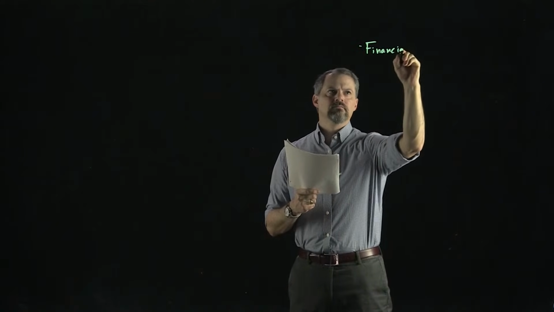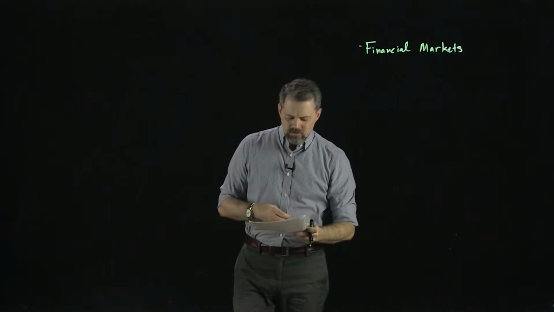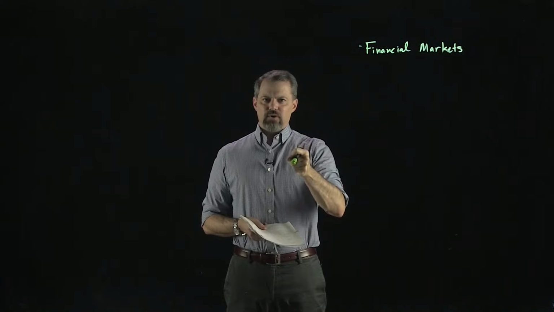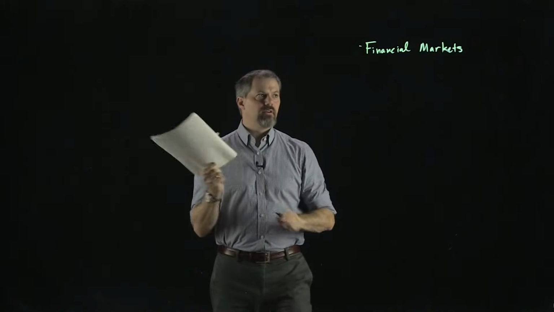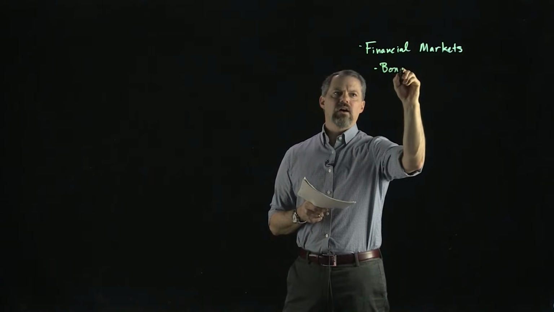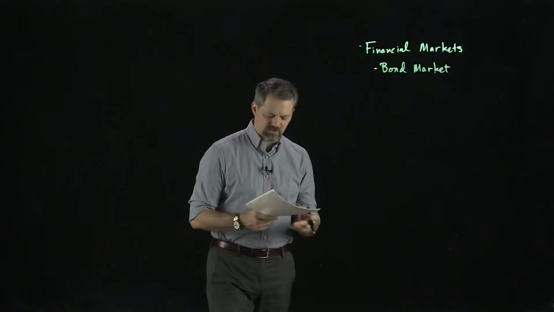So let's think about some financial institutions. And the first thing that we're going to think about are what we call financial markets. These are institutions through which a person who wants to save can directly interact with a person who wants to borrow. They directly interact, the saver and the borrower. The first type of financial market that we're going to think about is the bond market. So let's talk about what a bond is for just a little bit.